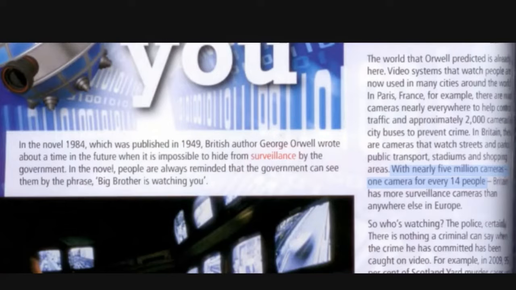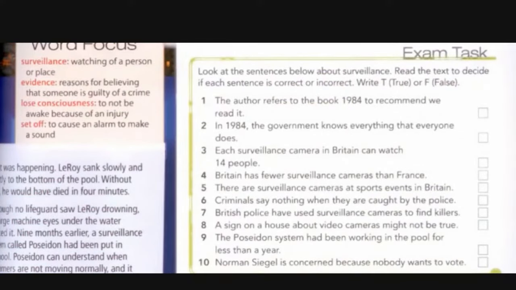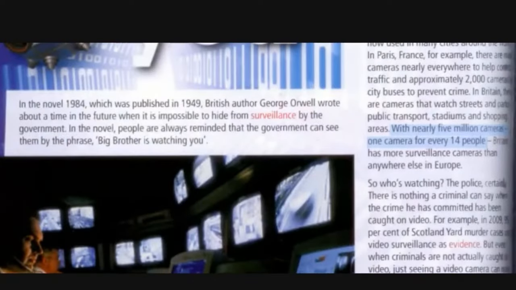Is it true that each surveillance camera can watch 14 people? Do they mean the same? Each surveillance camera in Britain can watch 14 people. That means one camera can watch 14 people only. But look at what the text says: one camera for every 14 people. Do they mean the same? If it says one camera for every 14 people, it is comparing the number of cameras with the population in Britain. That means for every 14 people, there will be one camera watching you. Does that mean one camera can only watch 14 people? Vincent, what do you think? Try to think about it carefully.